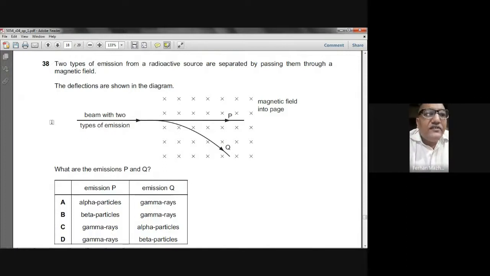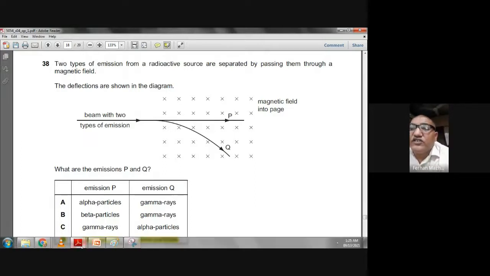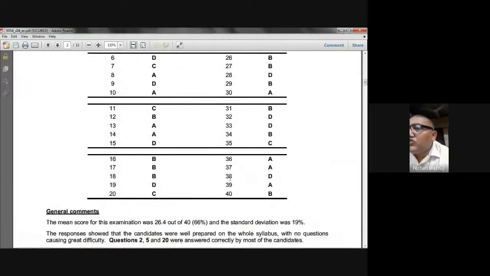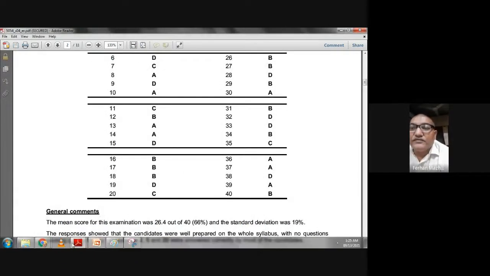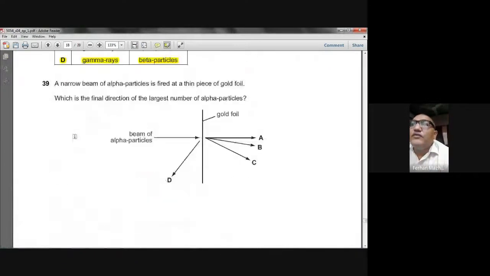If the Q is negatively charged, then definitely it's beta particles, because the beta particles are like electrons. They have negative charge on them. So for question number 38, I think D is the right option. Let's check. Question number 38, D is the right option. Okay, so we are moving to the next question.